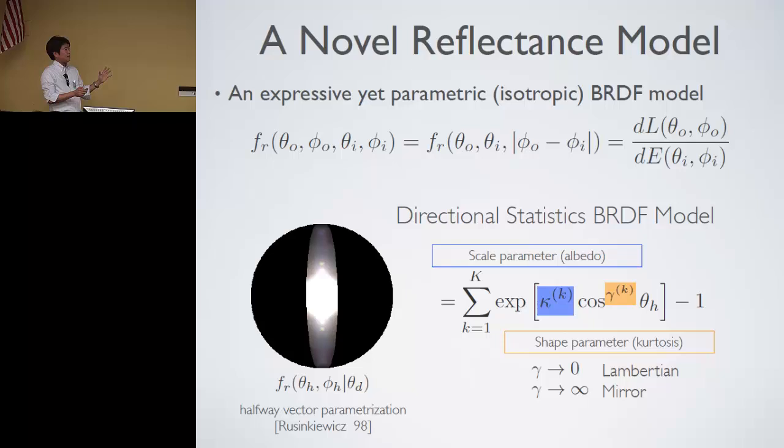And without going into any further details, just to give you an idea for those who actually know about reflectance models, this new reflectance model has only two parameters for each of the mixture components, yet it can express all sorts of distributions. And for instance, if you take gamma to 0, it becomes flat in the angular space, which means it's Lambertian. And if you take gamma to infinity, it becomes a spike at theta h equals 0, which means it's a perfect mirror. And we can express anything in between by just changing these values.